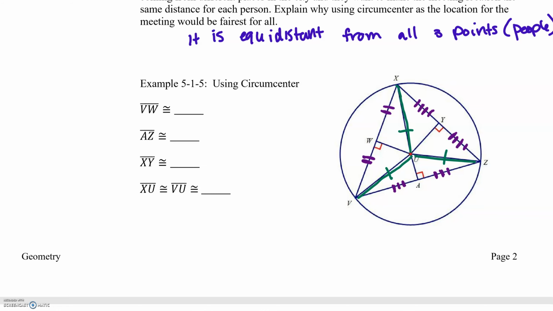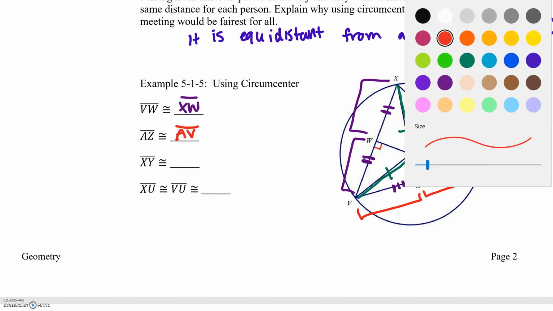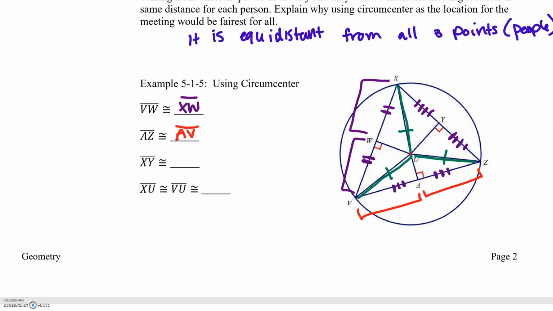So what is congruent to VW? Well, VW is that distance here, so it's going to be congruent to this distance here of XW. What's going to be congruent to our AZ? Well, this distance here of AV. And then what's going to be congruent over here to XY? Well, ZY. And then talking about our green here, these are our 3 different points from XU to, and VU, what is it also congruent to? ZU.